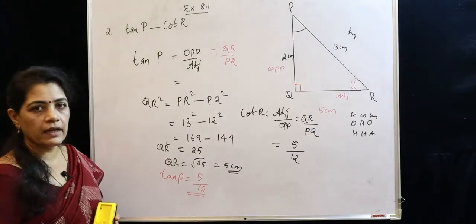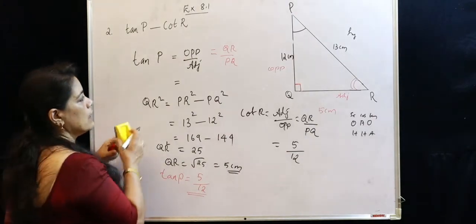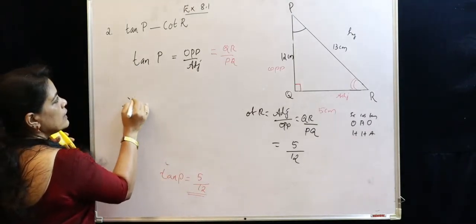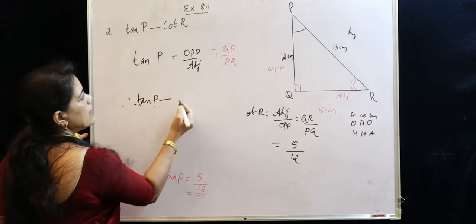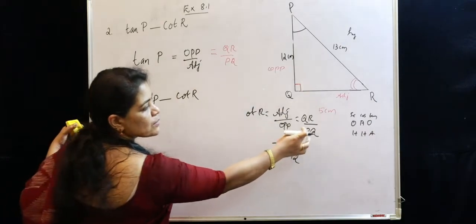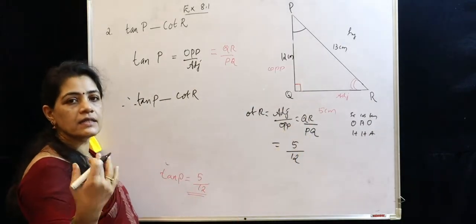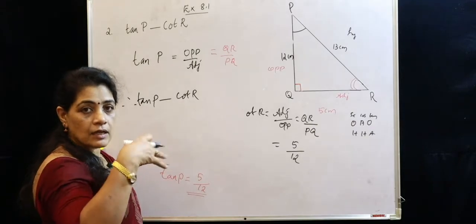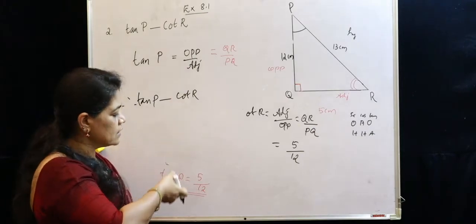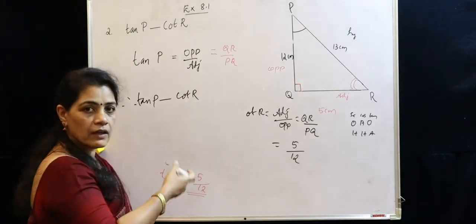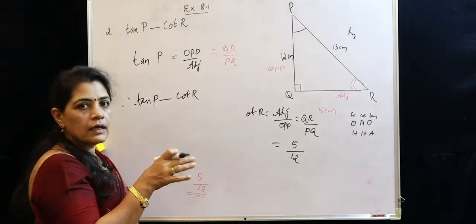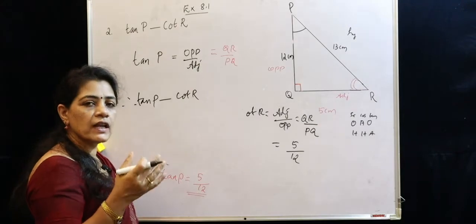And what is asked, children? Tan P minus cot R. Therefore tan P minus cot R. See, QR minus PQ, here also QR minus PQ, so there itself you can write 0. But sometimes if it comes for 2 marks, you have to find out the other sides, and this way would be better. That is why we applied the Pythagoras theorem to get the side QR, then we can get these two ratios and finally subtract.